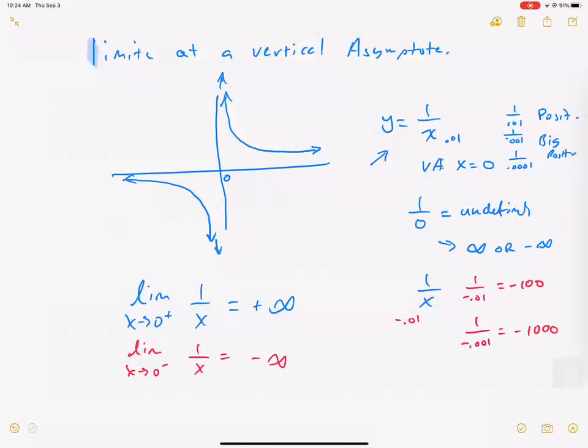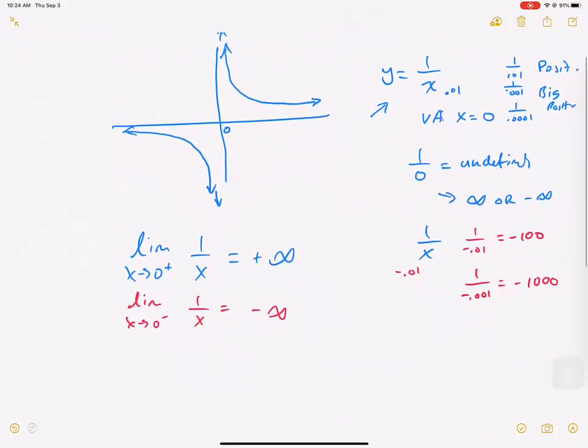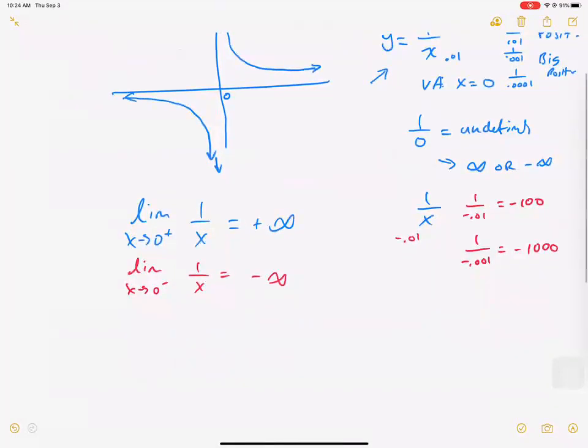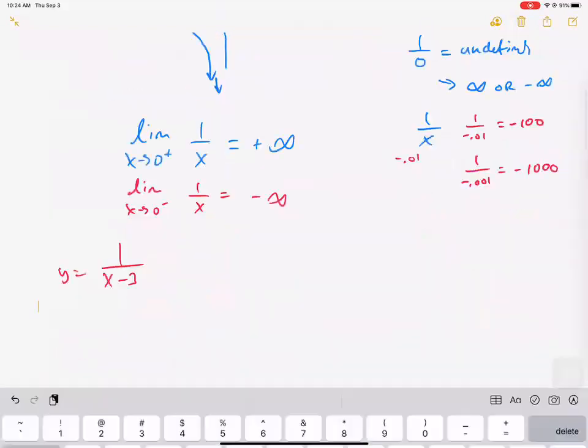Now, is it that simple? And the answer is yes. It's that simple. Because I'm going to change this problem slightly, and we're going to see it's still going to follow the same model that we just did. So if I write the problem, 1 over x minus 3, that's my graph. And of course, you could waste time graphing it.